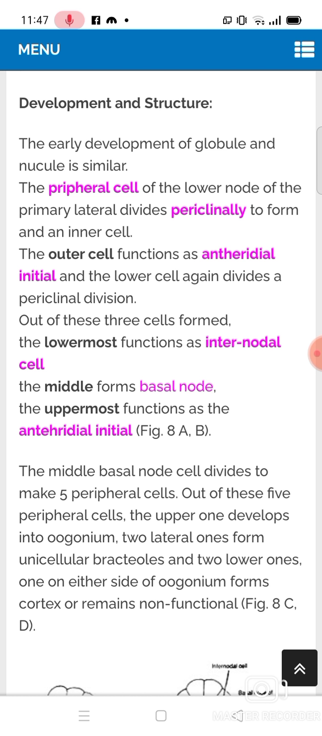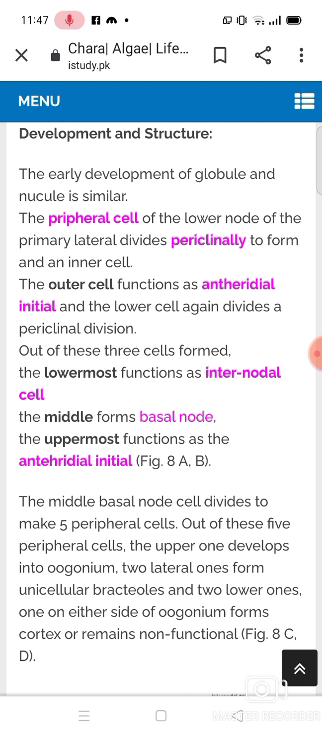So we are talking about the development of the male sex organ, how the cells are divided for the formation of the antheridium or the globule. The outer cell, basically the peripheral cells of the primary capitulum, the outer cell functions as the antheridial initial, and the lower cell again divides by a periclinal division. The outer cell that will not divide first will act as the antheridial initial, which in future will make the antheridium, and the lower cells again divide by a periclinal division.